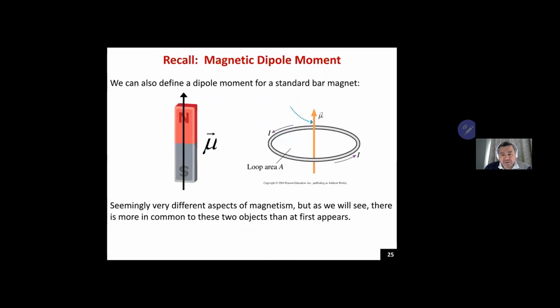So if you recall, this is how we used to calculate the magnetic dipole moment. We used to use the right-hand rule where the fingers are curling toward the direction of the current, and then the thumb will be pointing to the direction of the magnetic dipole moment. And we said that this is equivalent to a bar magnet, and the magnetic dipole moment of the bar magnet is in the same direction, which means that the north would be up and the south would be down.